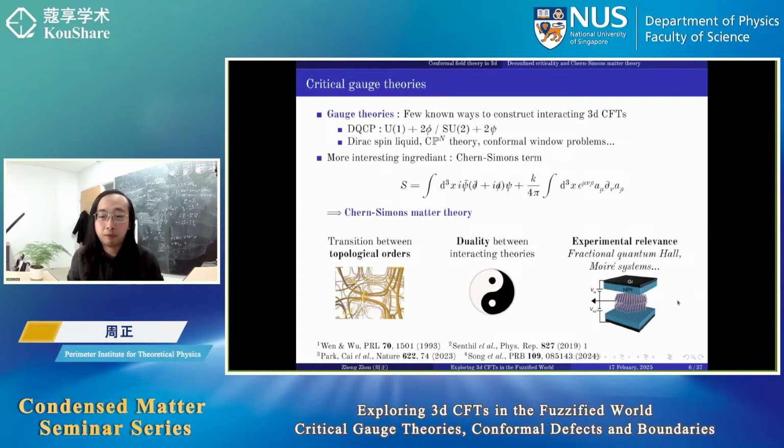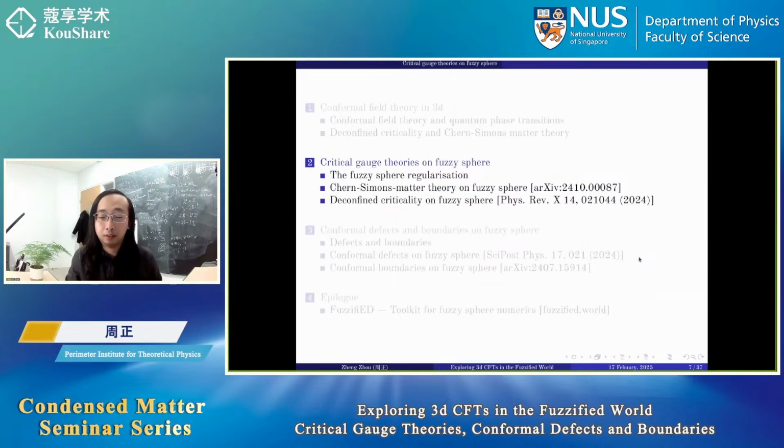For conformal bootstrap, for example, it cannot distinguish different theories with the same global symmetry. For quantum Monte Carlo, there is inevitably the sign problem. So that's why we turn to another recently developed method to study 3D CFTs, called the fuzzy sphere.